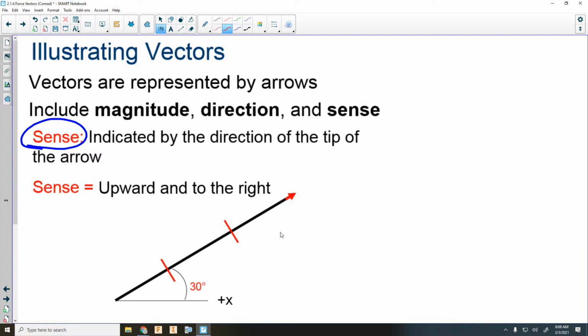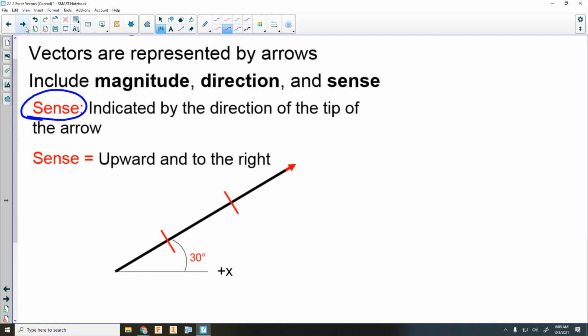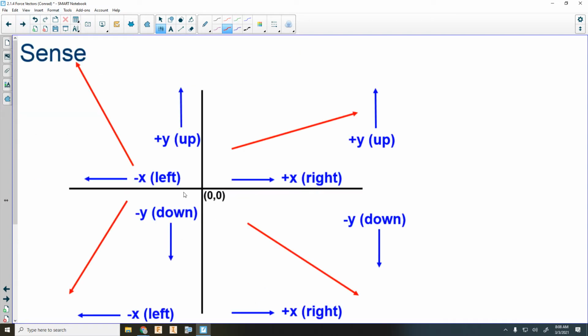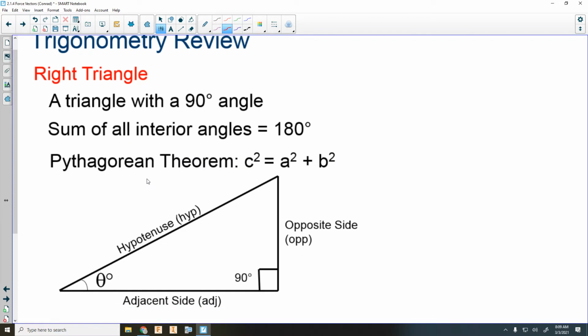The sense is basically just the direction. Is it going up and to the right, up and to the left, down and to the right, down and to the left? Which quadrant are you ending up in? Sense is just a very generic description. Where is it going? Okay? I don't think we need a lot of notes on that, right? Just basically describe where it is.